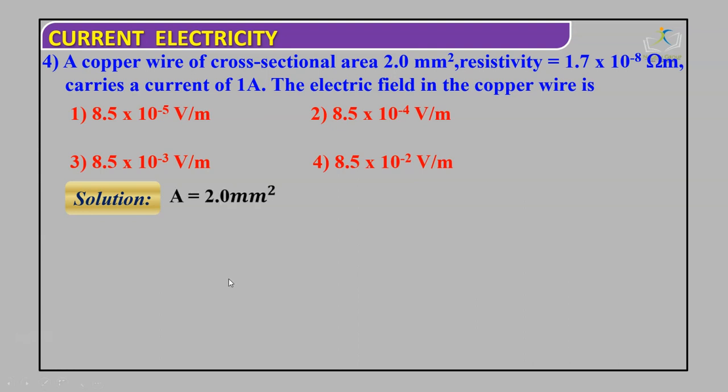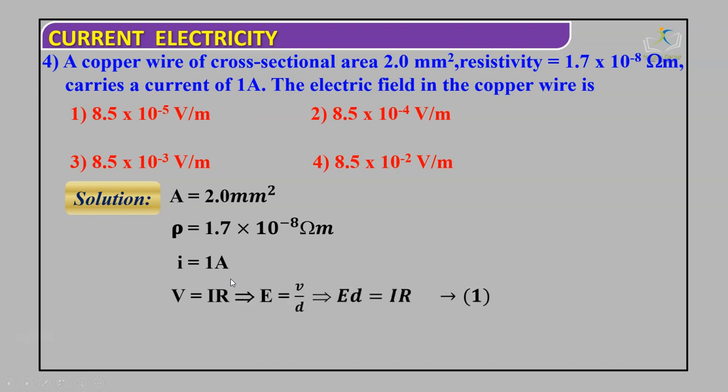We know that the area is 2 mm², as given. The resistivity ρ is 1.7 × 10^-8 ohm meter, as given. And current is 1 ampere. So we apply Ohm's law, which is V equals IR. We know that E equals V by d, so Ed equals IR. Also, we know R is directly proportional to the length L and inversely proportional to the area A. From here, we can say that R equals ρL by A.